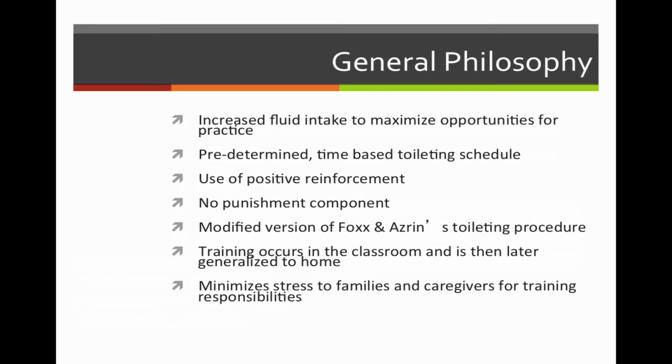And then one of the wonderful things is we want this philosophy to embrace that we want to minimize stress to families and caregivers for training responsibilities. If you've ever toilet trained a child before, you know that it's a lot of time and energy, and it's serious commitment, and it's serious scheduling. And for some families, that can be really difficult.